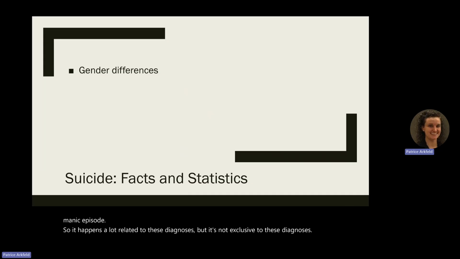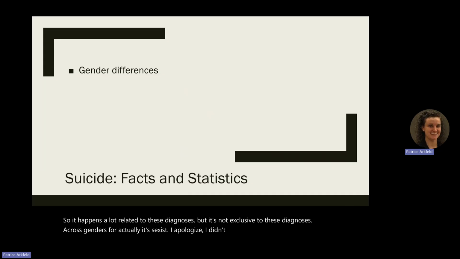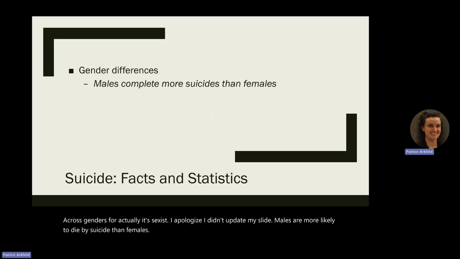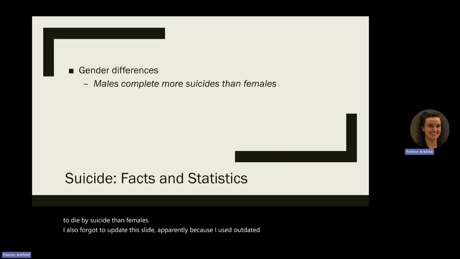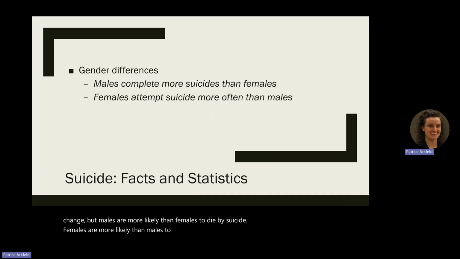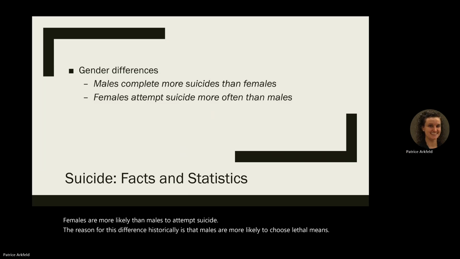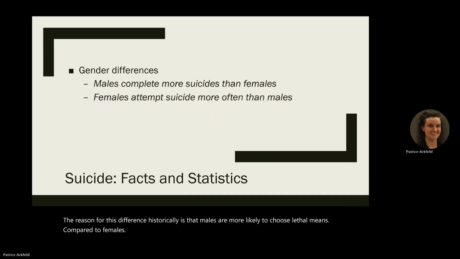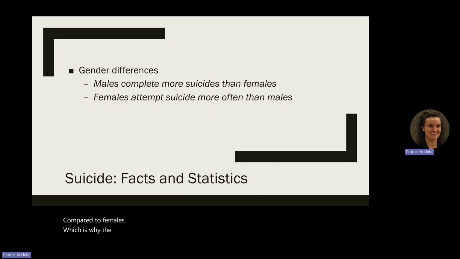Across genders, actually it's sexes, I apologize, I didn't update my slide. Males are more likely to die by suicide than females. I also forgot to update this slide apparently because I used outdated language. The language around completing suicide has only been updated in the last 5 years. So it's a relatively new change, but males are more likely than females to die by suicide. Females are more likely than males to attempt suicide. The reason for this difference historically is that males are more likely to choose lethal means compared to females, which is why the attempt is more likely to result in death for males compared to females.